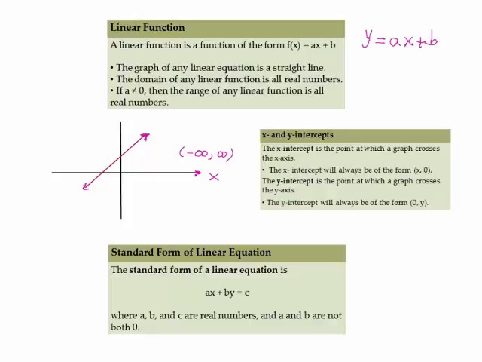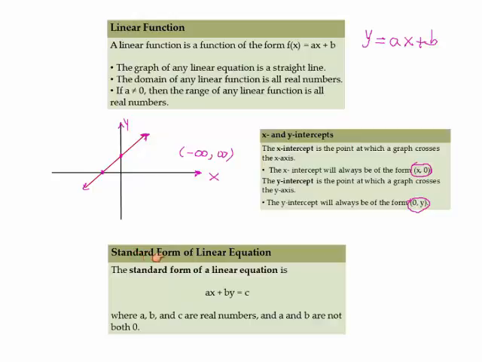And as you can see here, the range of this function also would be all real numbers. The range and domain of a linear equation would be all real numbers. These would be the points that your graph passes through on the x and y axes. So this would be your y-intercept, when x equals 0. This is your x-intercept, when y equals 0. So these are the ordered pairs for the x and y intercepts.